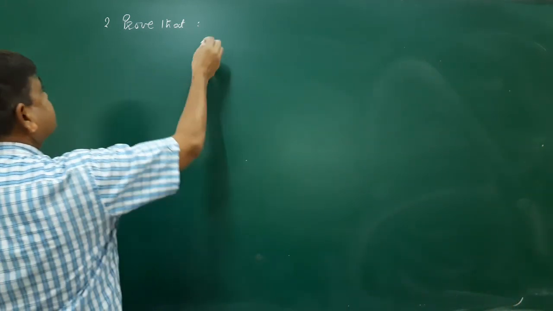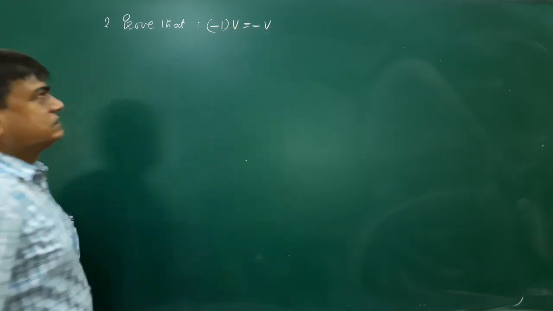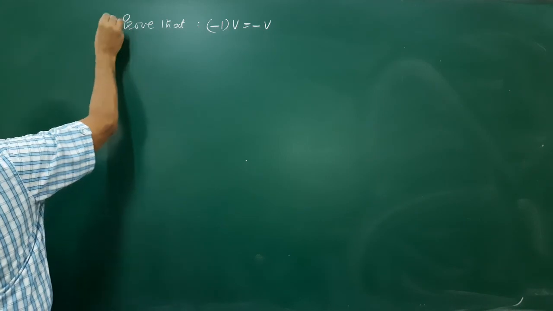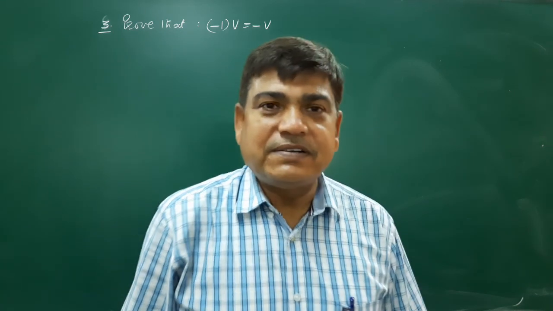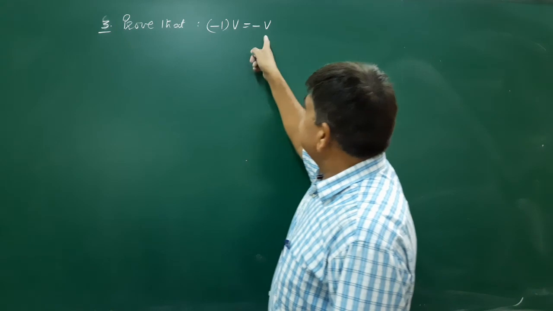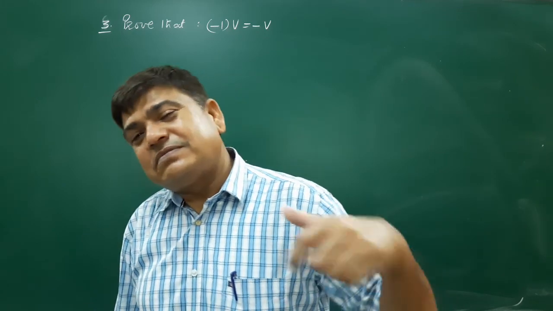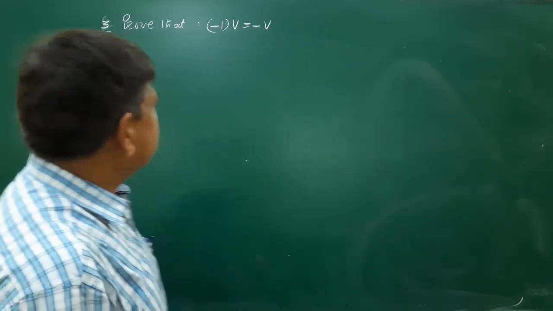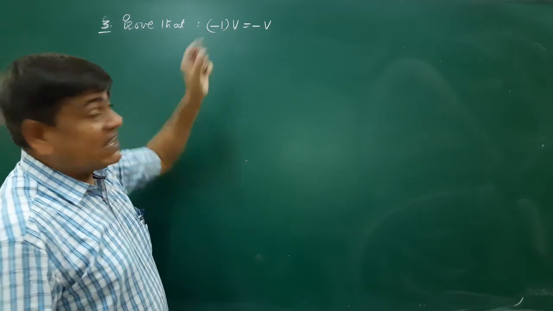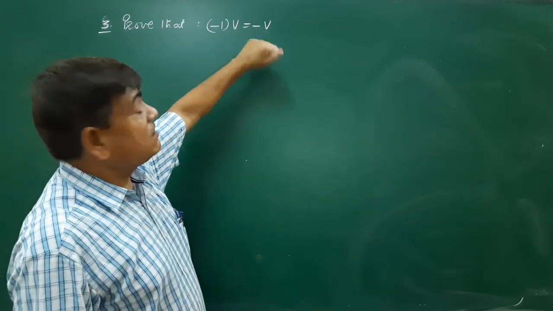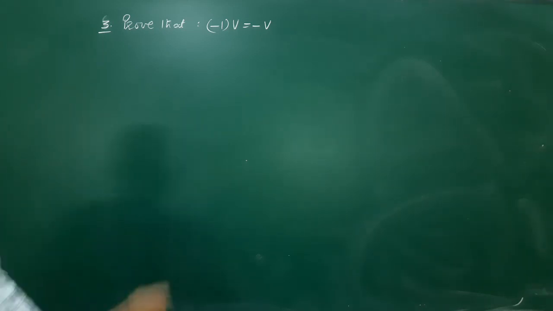Number 3. Remember, it looks so simple, but we have to prove. This type of situation we have done several times in previous classes. -1, this is a number. -1, I am saying. This is multiplied by this. So let us see.